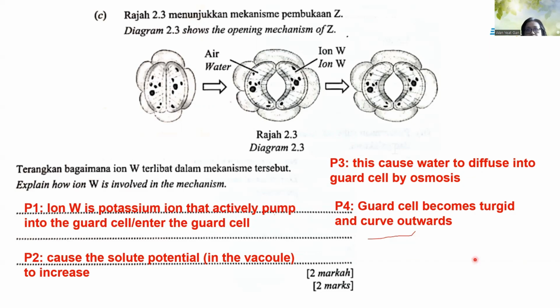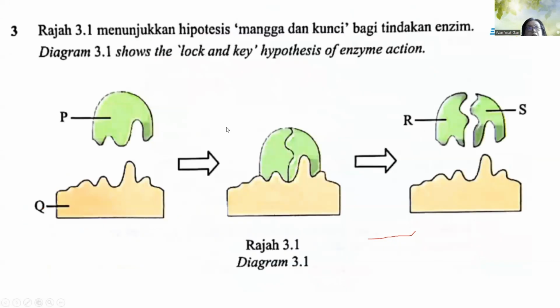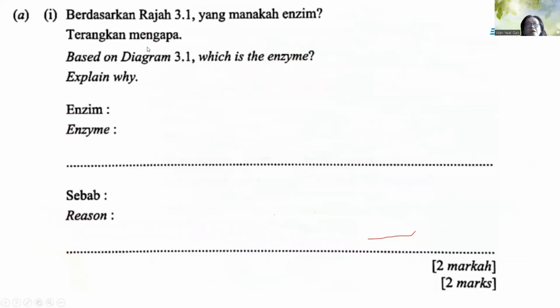Okay, next we see the next question. Diagram 3.1 shows the lock and key hypothesis of enzyme reaction. You can see here Q, P, R, and S. Q is the enzyme, P is the substrate, R and S are the product. Based on diagram 3.1, which is the enzyme and why?